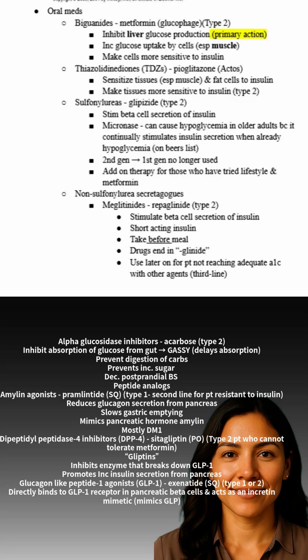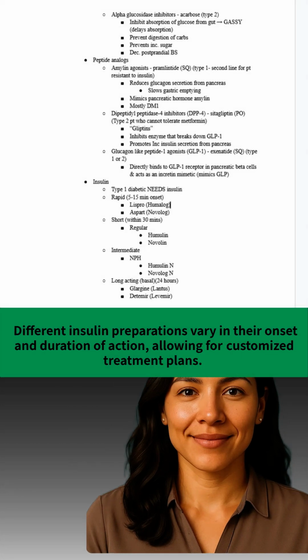Various insulin types and peptide analogs provide options for tailored diabetes treatment. Alpha-glucosidase inhibitors work in the intestine to slow carbohydrate absorption. Peptide analogs like GLP-1 agonists improve glucose control through multiple mechanisms, including enhanced insulin secretion and reduced glucagon release. DPP-4 inhibitors work by preventing the breakdown of natural incretin hormones.